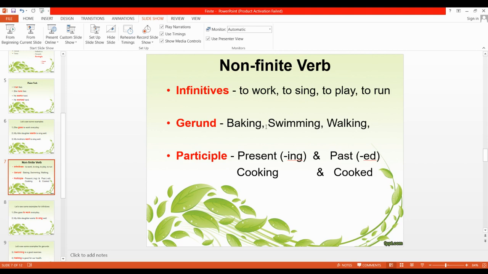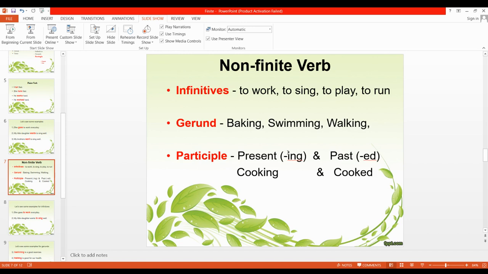Swimming is a good exercise. Walking is good for our health. Baking the food is good. So like that we can frame sentences. All the gerunds will take the initial position in the sentences.